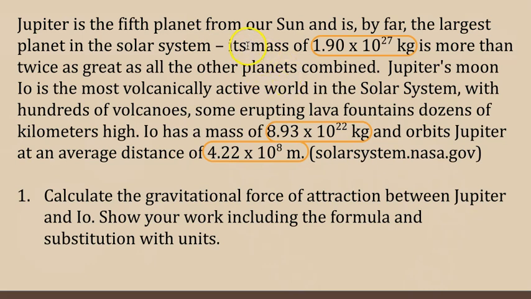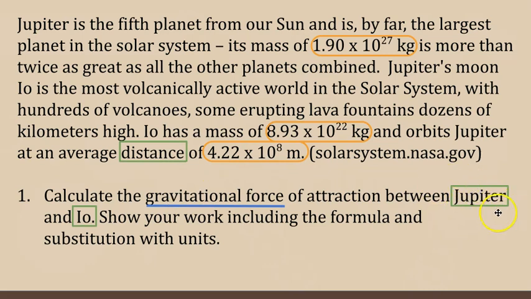And that helps me see the mass of Jupiter as 1.90 times 10 to the 27 kilograms. I see Jupiter has a moon called Io, and Io's mass is 8.93 times 10 to the 22 kilograms. And I can see that it orbits Jupiter at an average distance of 4.22 times 10 to the 8th meters. I'm being asked to calculate the gravitational force of attraction between Jupiter and Io.